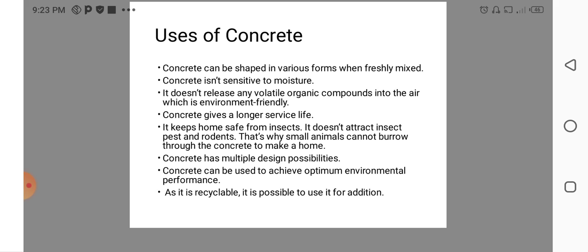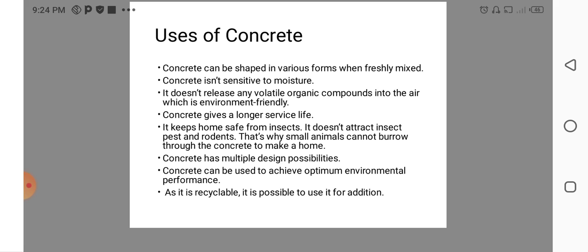Concrete gives a longer service life. We all know that various buildings last up to 50 to 100 years, so the service life is good. It keeps the home safe from insects. It doesn't attract insect pests or rodents. That's why small animals cannot burrow through the concrete to make a home.